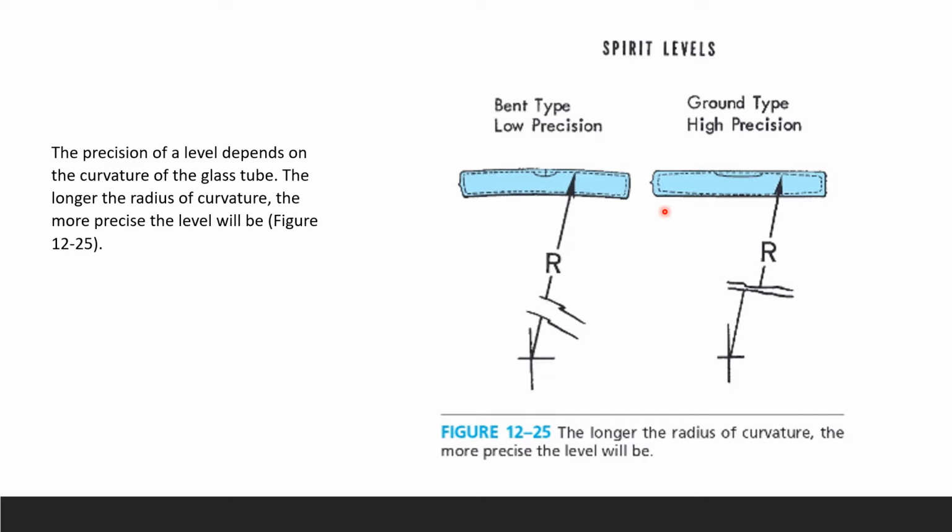Spirit levels have spirits of wine inside of the tube where the bubble is. The precision of the level depends on the curvature of the glass tube. The longer the radius of curvature, the more precise the level will be. Bent type tubes usually have low precision. This one is kind of better than this shape, see? It's a ground type and they have higher precision.